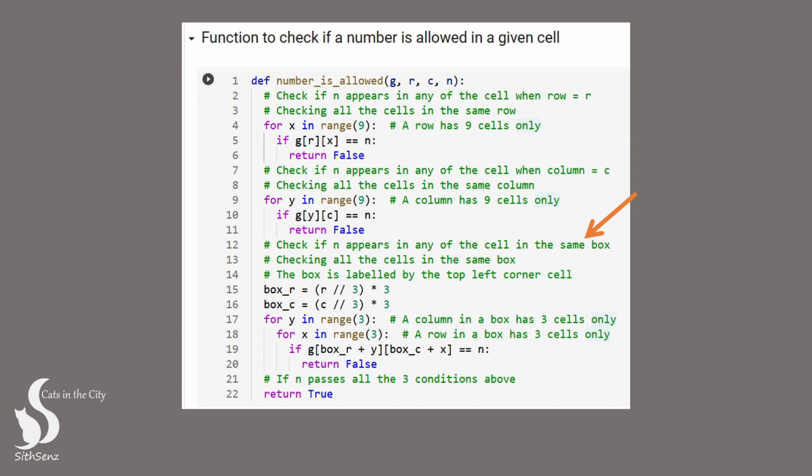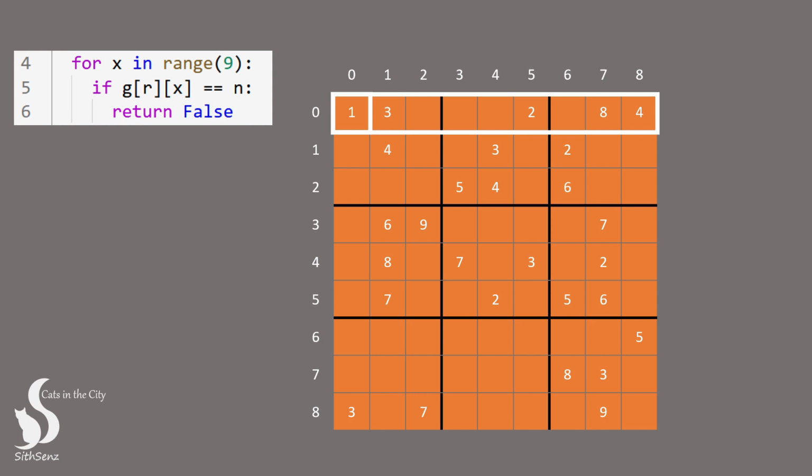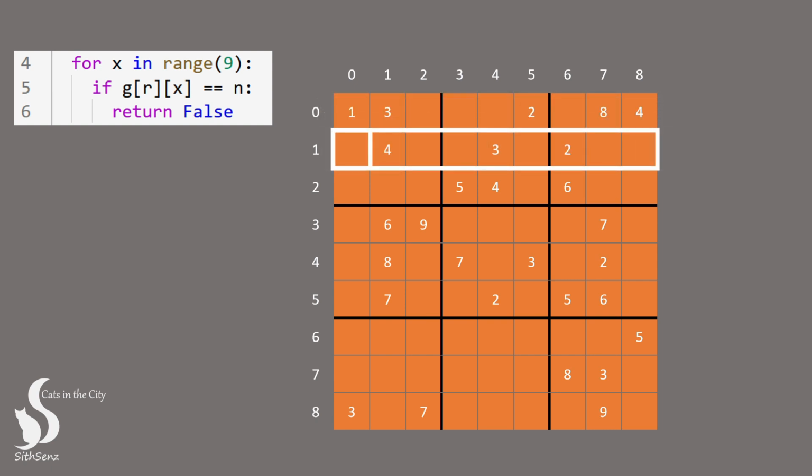So, for row R, by using a for loop, for x in range 9, if grid[R][x] is equal to N, return false. In this code sentence, row R is fixed, the value of R never changes. X on the other hand, progresses from 0 to 8. So, we are essentially checking each cell in row R, looking for the number N. If the number N has appeared in another cell in row R, that number N is not allowed anymore in cell RC, so the function will return a false value.